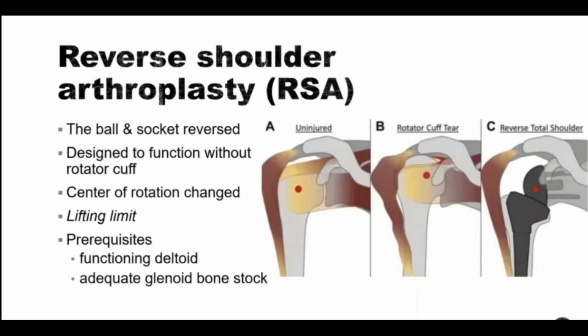And in the last couple slides, we touched a little bit on reverse total shoulder here. The deltoid has to be functioning for you to be able to do a reverse. And obviously it's where the ball becomes the socket and the socket becomes the ball, and it does work very well when appropriately indicated. But remember, there is not a great salvage for a failed reverse. So you have to think very carefully about who you're doing this type of procedure in.